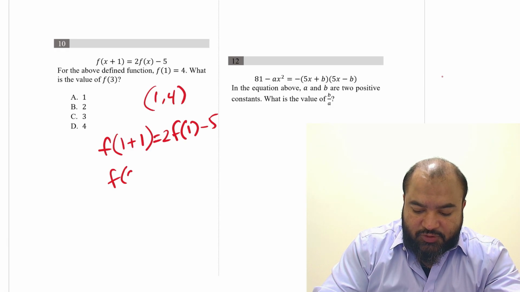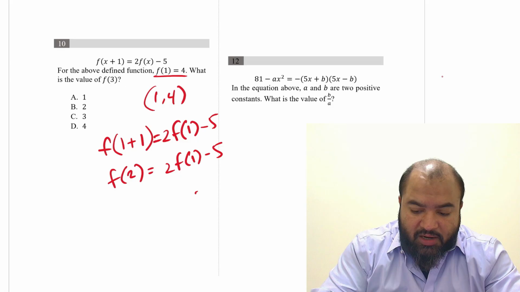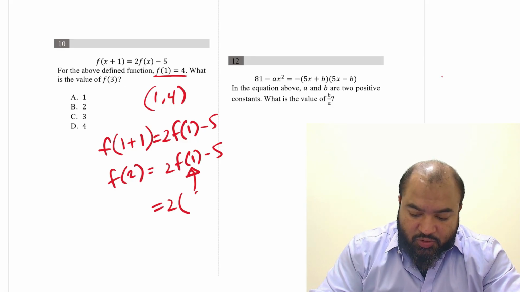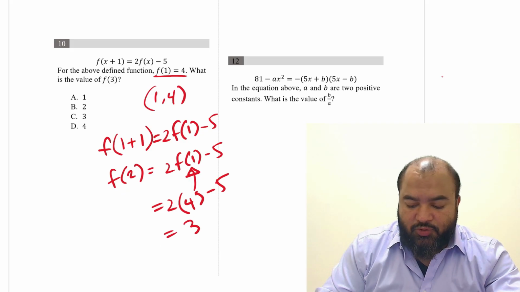So it's f of 2 is equal to 2 times f of 1 minus 5. And we know that f of 1 means 4. So I'm going to plug it in here. So 2 times 4 minus 5. So that's 8 minus 5, 3. So f of 2 is 3.